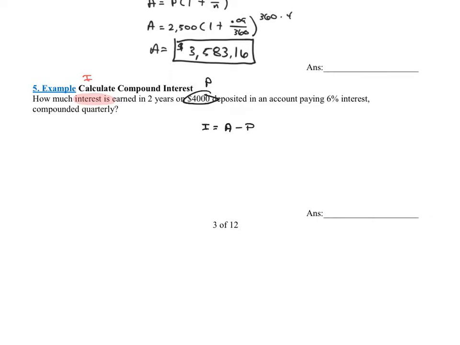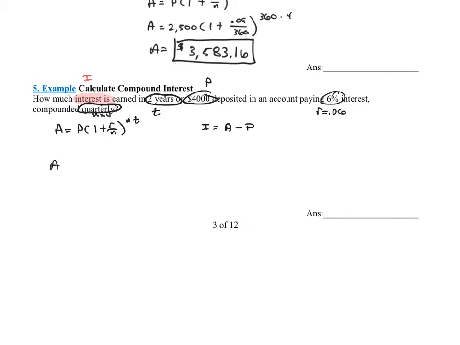We only know P. So the first thing we need to do is calculate A using the compound interest formula. A equals P times 1 plus R over N raised to the NT. So first we're going to calculate A, and then we're going to calculate I by doing A minus P. So let's look at this. We have time is 2 years. Our initial investment was $4,000. Our interest rate, we're going to use 0.06, the decimal version of 6%. Compounded quarterly tells me N equals 4.